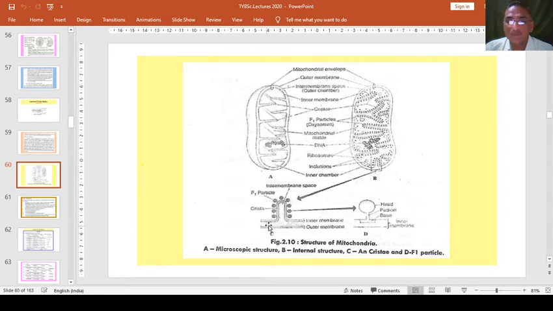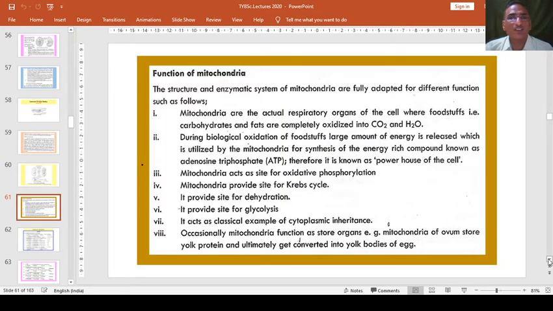This basic structure of the granules, which are arranged around the cristae, is such because one particle has a globular head, then a pedicel and a base. They are attached to the upper side of the inner membrane, and likewise this is the basic structure of mitochondria, with the microscopic structure, then the internal structure, then the crista, and this one is the F1 particle. So this is all about mitochondria that we have already seen.